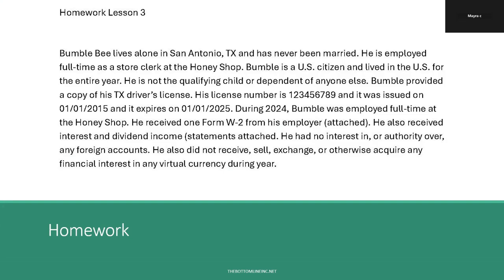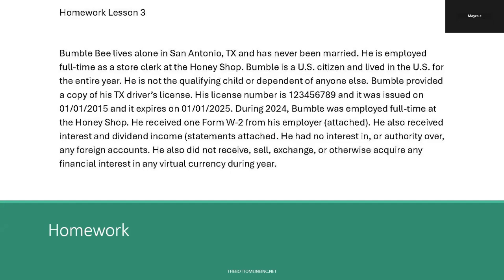So this bumblebee lives alone in San Antonio, Texas, and has never been married. So what is his filing status? Single? Correct. He lives alone, never married. He's single. Lives alone, no children. Single. Okay. So I helped you out here with your homework. And that's where you want to look at stuff when a client comes in. Bumblebee lives alone in San Antonio, never been married.